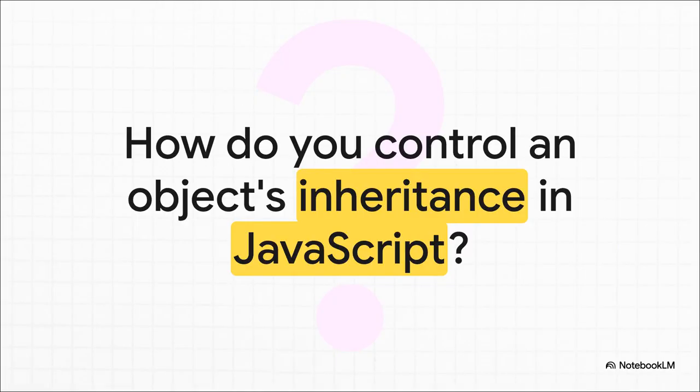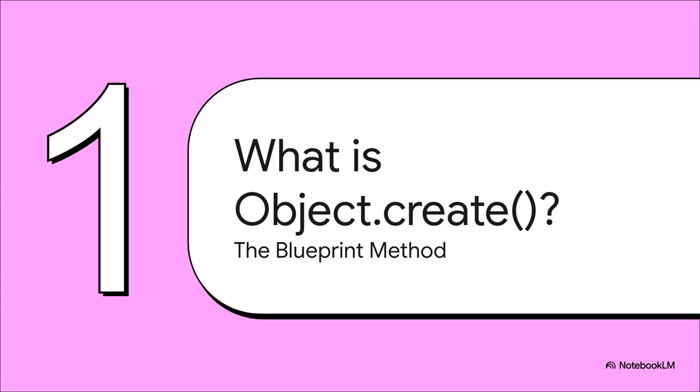So let's just start with a question. In JavaScript, how do you make a new object, but have total control over what it inherits, what its parent or its prototype is? Well, that exact problem is why Object.create even exists in the first place. So what even is Object.create? The best way to think about it is as the blueprint method. See, instead of just building an object out of thin air, it lets you manufacture a brand new one based on a design that already exists. It gives you this incredible, precise control right from the get-go.